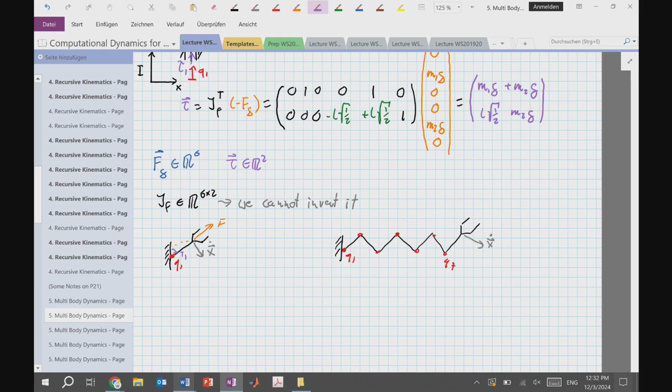Now, if I try to play the same game that I had before and tell my robot to move in some direction X and ask it what are the corresponding joint velocities, it's not that it's not able to do it, but it's an ill-defined problem because the robot would have infinitely many ways of creating this motion, right? It can basically do internal motion characterized by the null space of the Jacobian.